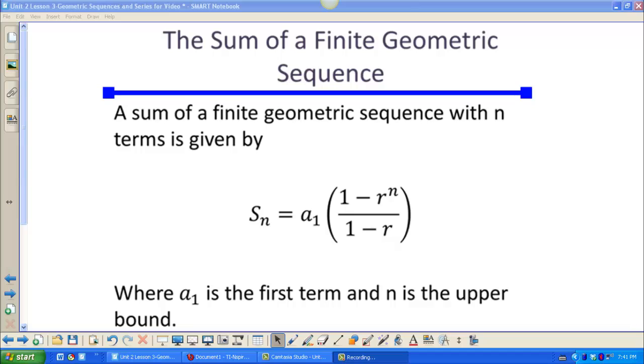So this time, instead of deriving the formula first, I want to give you the formula first, and then on the next page we're going to prove it. So the sum of a finite geometric sequence with n terms is given by S sub n is equal to the first term times the numerator 1 minus the common ratio raised to the nth power over 1 minus the common ratio. You are not allowed to cancel in any way because 1 minus r to the n is not the same as 1 minus r. Remember that a sub 1 represents the first term and n is going to represent the upper bound.